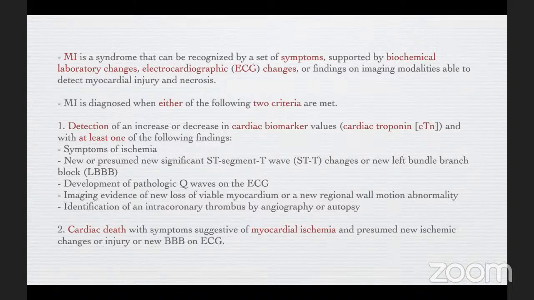Symptoms of ischemia, new or presumed new significant ST wave changes or new left bundle branch block, development of pathologic Q waves on the ECG, imaging evidence of new loss of viable myocardium or a new regional wall motion abnormality, and identification of an intracoronary thrombus by angiography or autopsy.